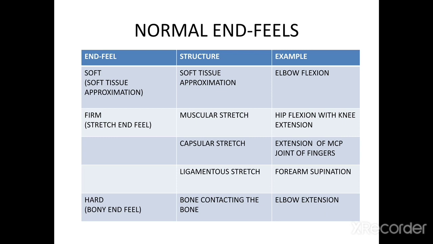An example of the hard end feel is the elbow extension. When you do the elbow extension and give overpressure, the olecranon process and the humeral condyle will come in contact with each other, and that will block the movement. So that is a very good example of the hard end feel.